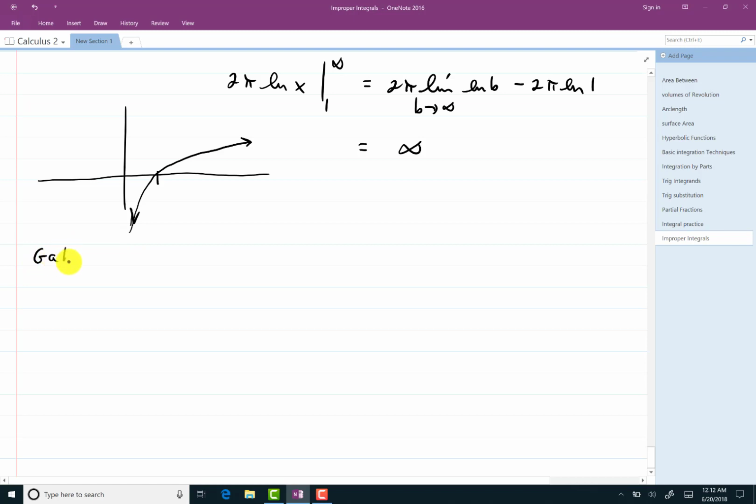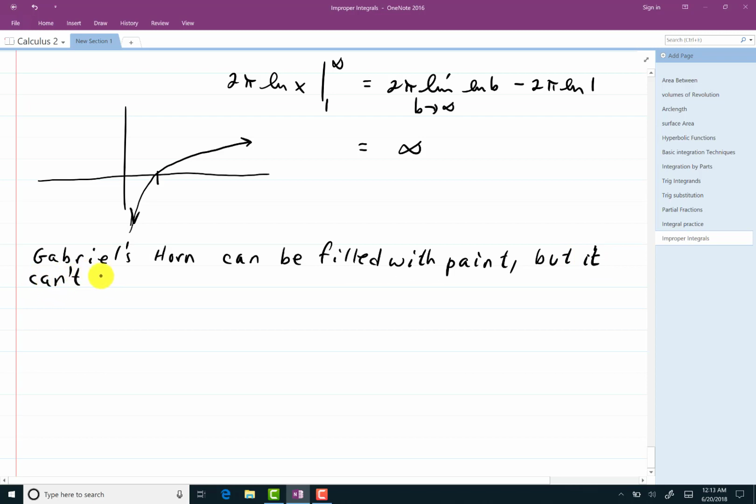Here's what we have. Gabriel's horn can be filled with paint because it has a finite volume, but it can't be painted.